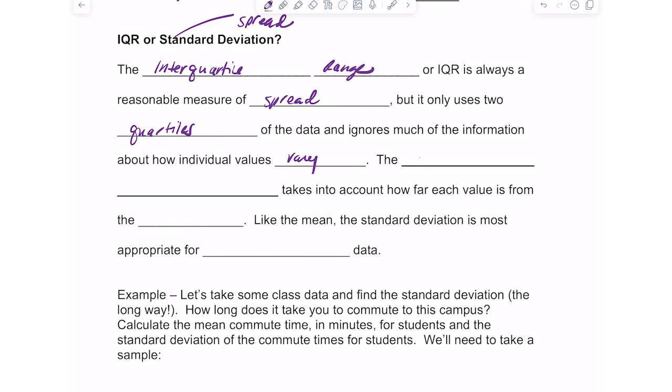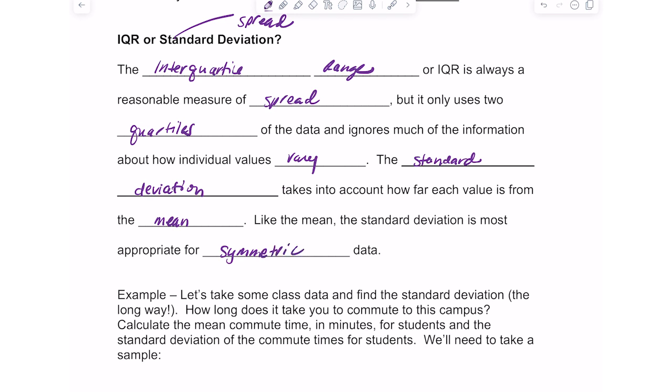So we have another measure of spread that is very useful, and it takes into account each value and its distance from the mean. It's called the standard deviation. And what we look at is the distance each value is from the mean. Okay, we call those distances the deviations. Like the mean, the standard deviation is most appropriate for symmetric data.